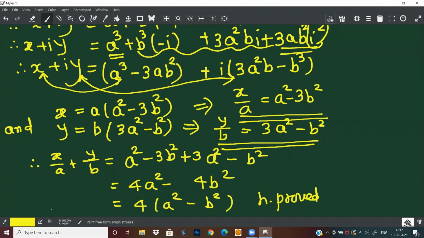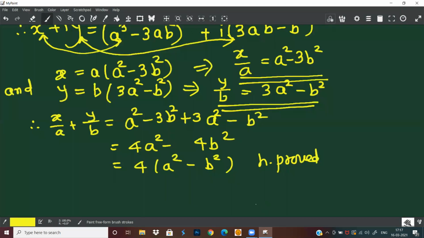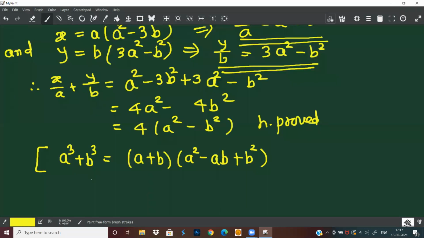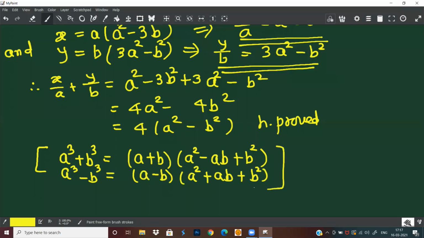a cube plus b cube is a plus b into a square minus ab plus b square. And the other one is a cube minus b cube. Here the other one. If you want, you can take the identities. It's clear. Clear. Very good.